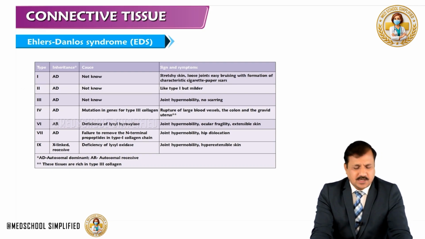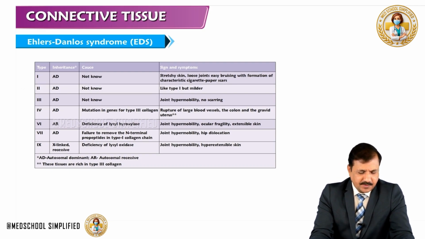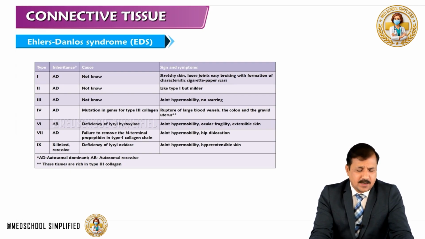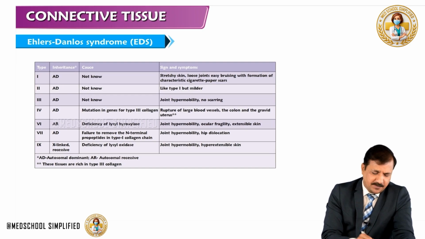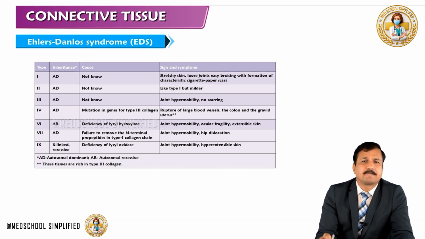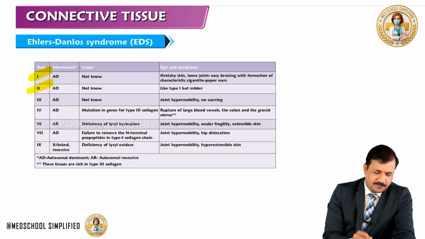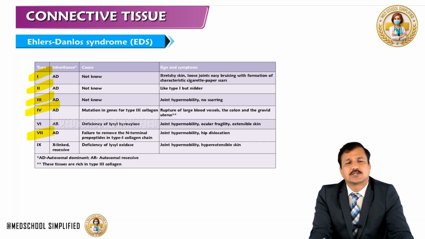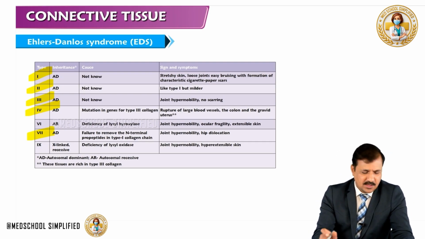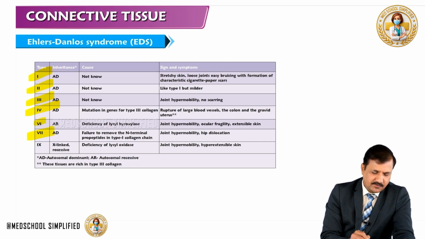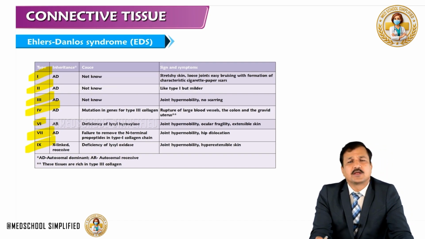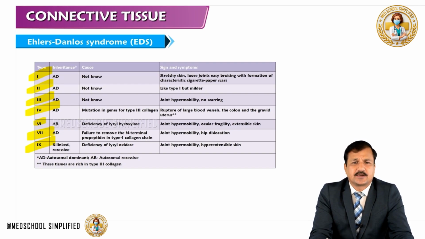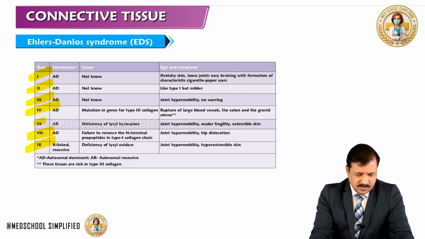Coming to classification of Ehlers-Danlos syndrome based on the inheritance pattern, typed from type 1 to type 7 and type 9. Type 1, type 2, type 3, type 4 and type 7 all follow an autosomal dominant inheritance pattern, while type 6 follows autosomal recessive inheritance, and type 9 follows X-linked recessive inheritance. So this is as per the inheritance of Ehlers-Danlos syndrome.